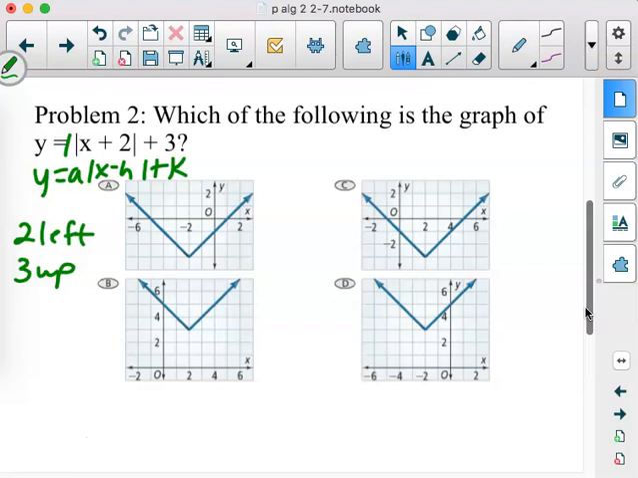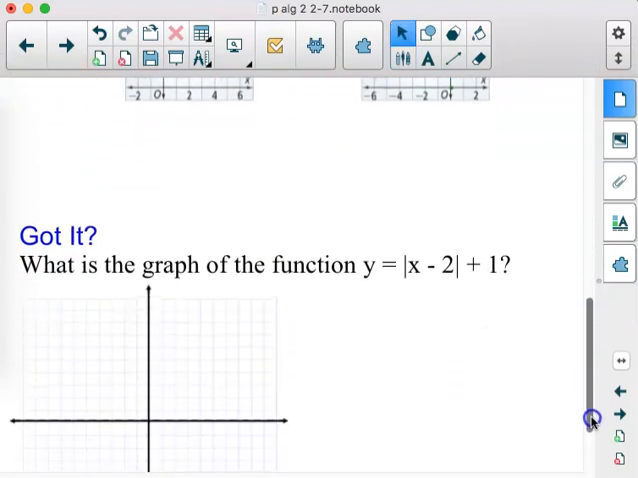Which one? D as in dog? Yeah. Here's your 0, 0. To the left, 3 up. Boom. There it is. Now notice, all that changed was the vertex. The slope is the same. It's 1 on the positive side and -1 on the left side.